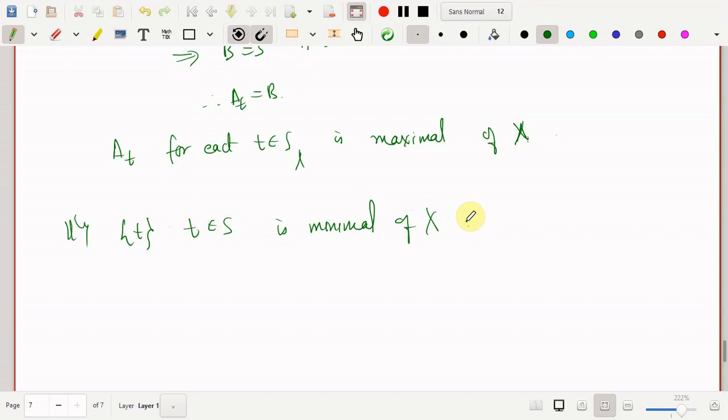So with this I end the session on this chapter, and as I said, this was the last lecture on partial order relations and on this chapter. There are some more exercises and problems given in the textbook. You may refer to the textbook.